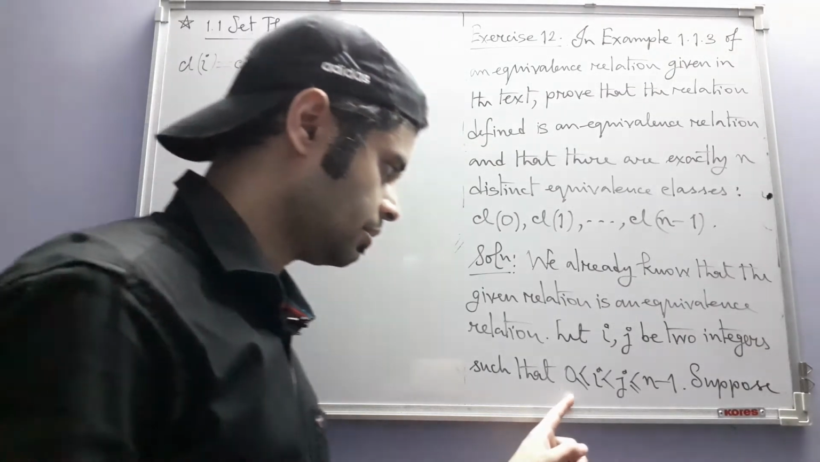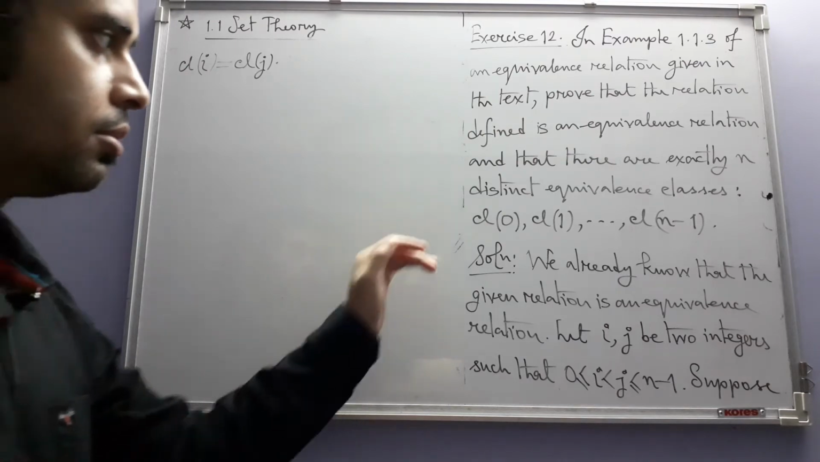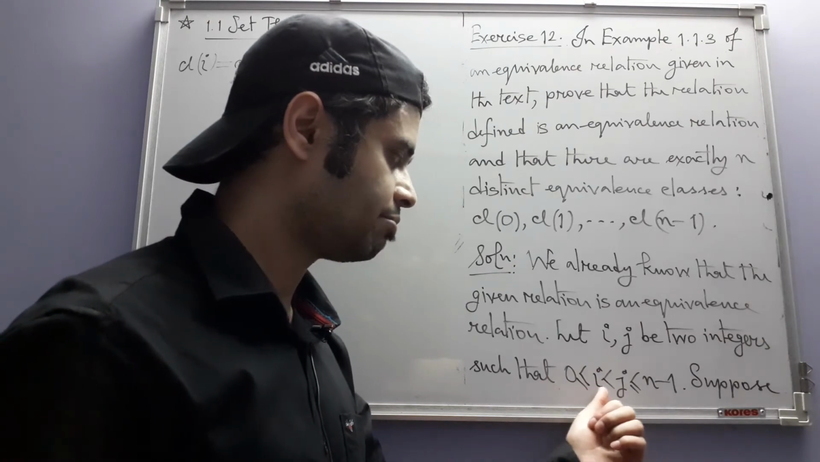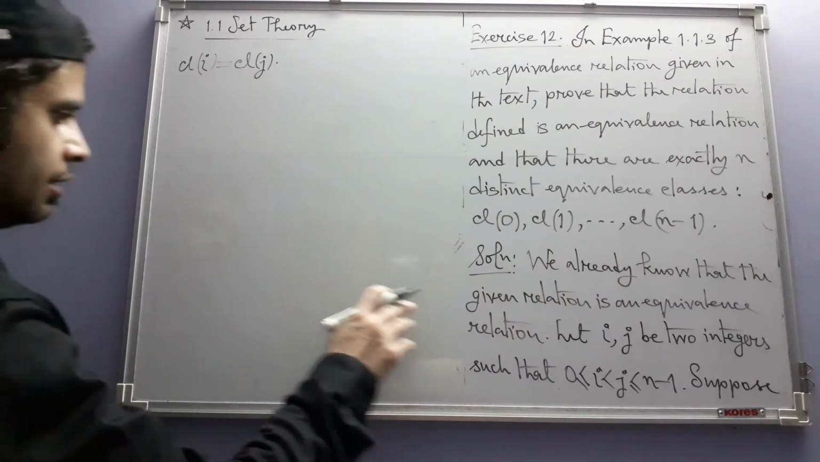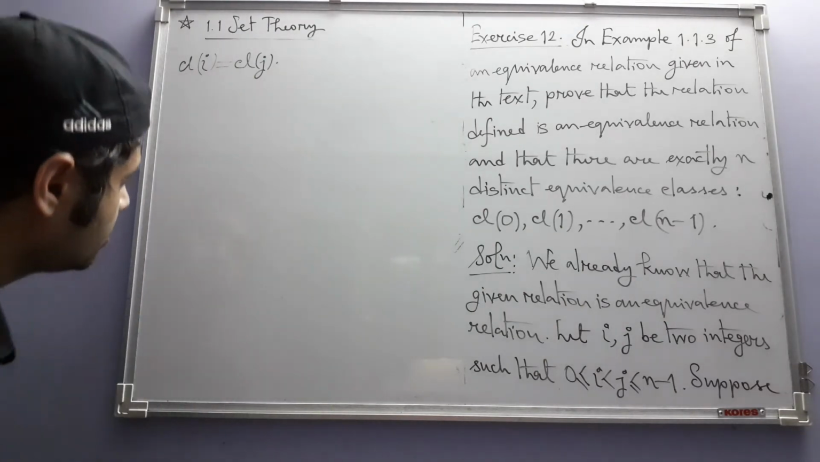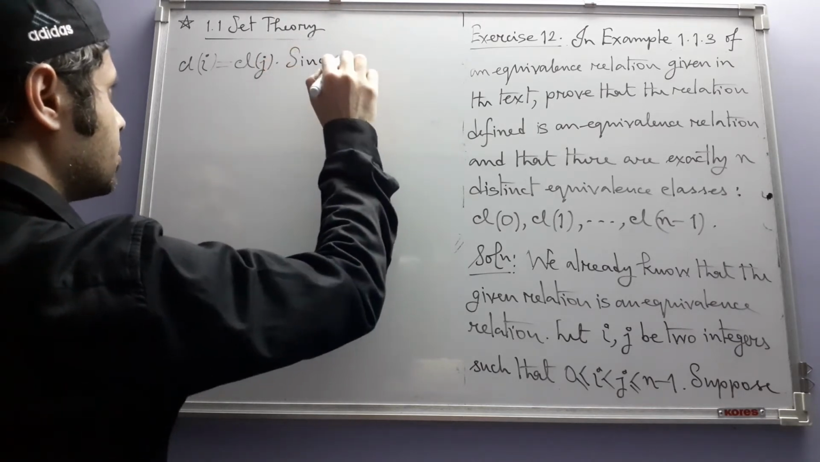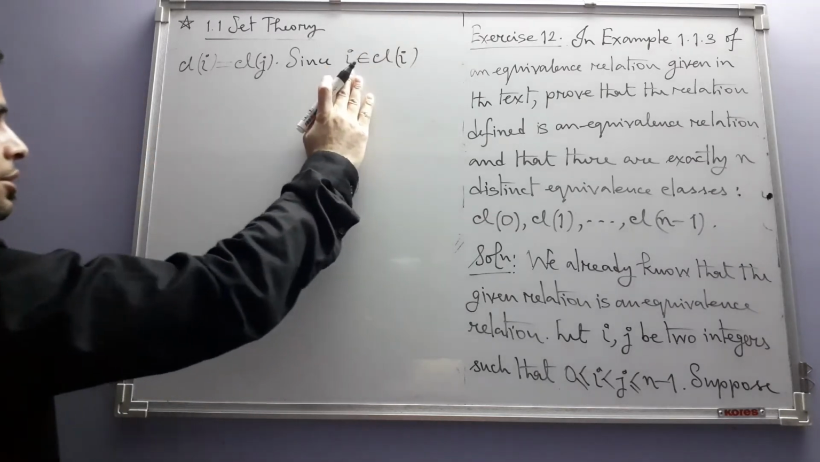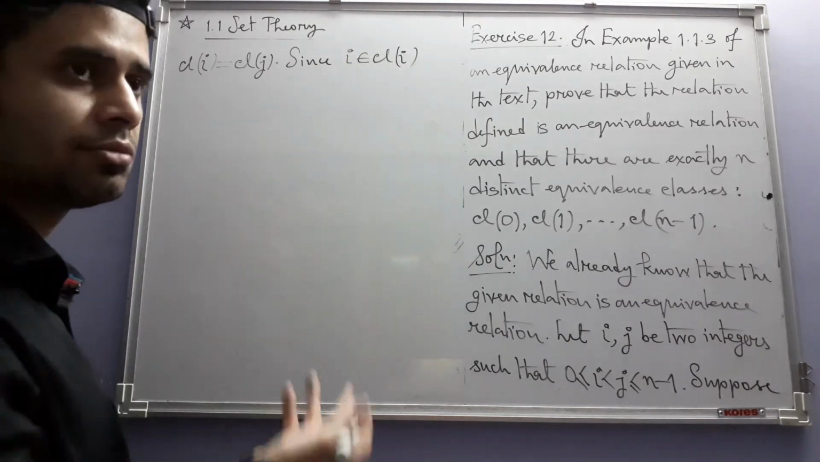Note that after we have done what we are trying to do, that will prove that these things are distinct, because you can see that i and j have been taken in that range between 0 and n minus 1. If i and j are different, then the classes are also distinct. But we have assumed that these two classes are equal, since i belongs to class of i, because every element belongs to the equivalence class whose representative is that element.